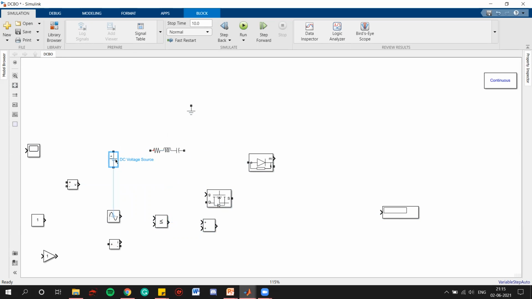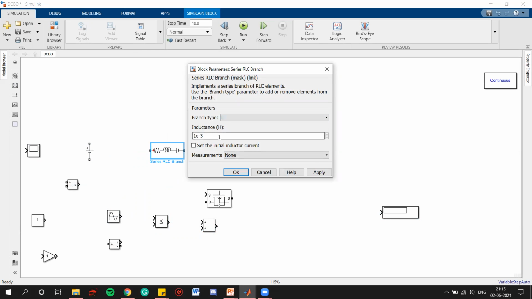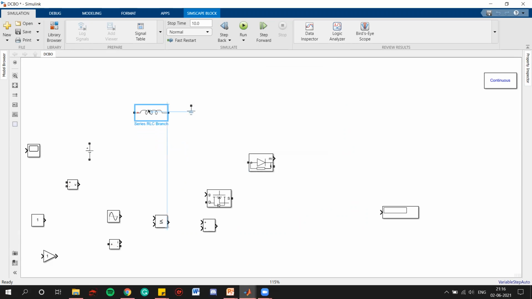So here we have our DC voltage source. Then we will convert this RLC branch into inductor L with a value of 870 microhenry, because this is the value we are using for designing. So 870 microhenry. So here we have our inductor. We will put a current measurement device here to measure our inductor current.